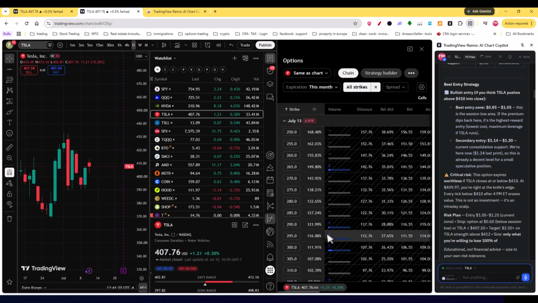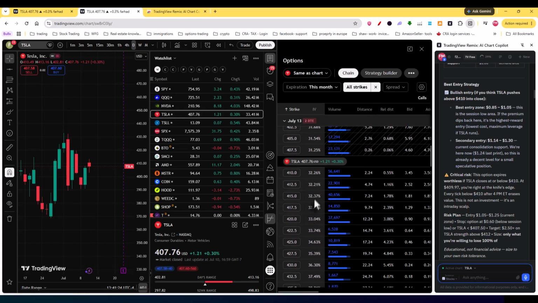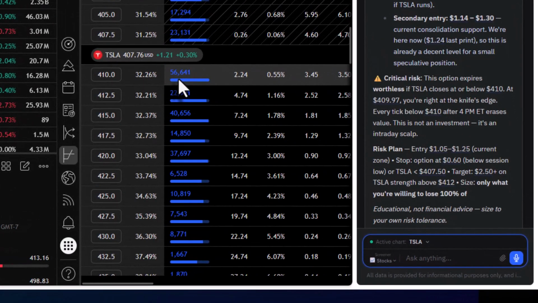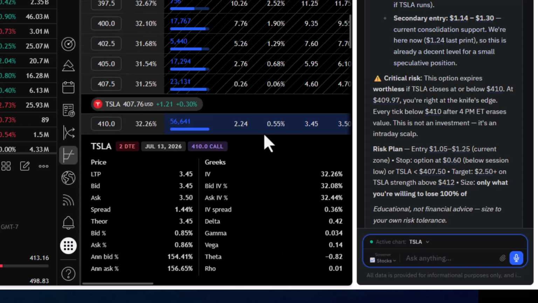Monday, the area of interest, 410. 410 was the best resistance, this area. So the volume is high. Look at the volume. It's interesting. Volume is 56,000. That's perfect. And obviously, we don't have perfect pricing here. Bid and ask, I would say 3.45, 3.50. That's the price. And it tells you everything. So let's say you want to trade this option. It's exactly telling you where the best place to get in was, right?